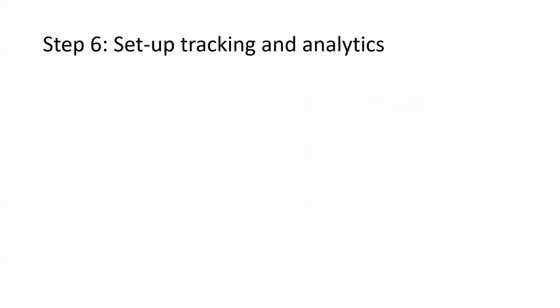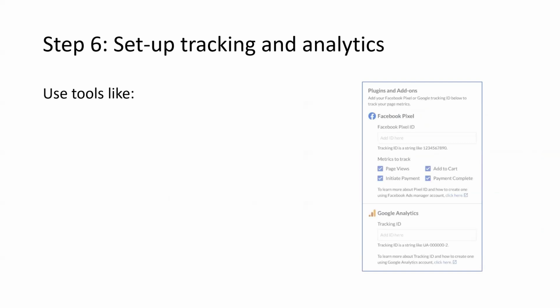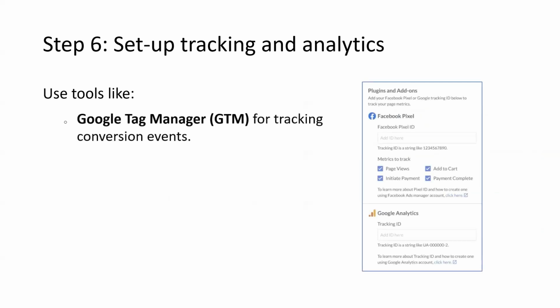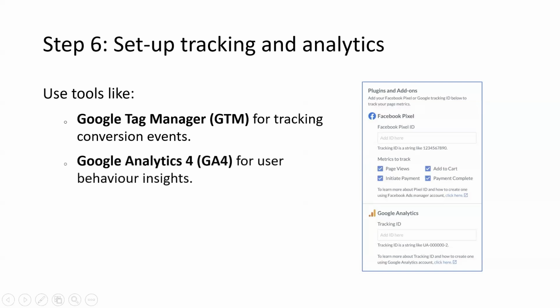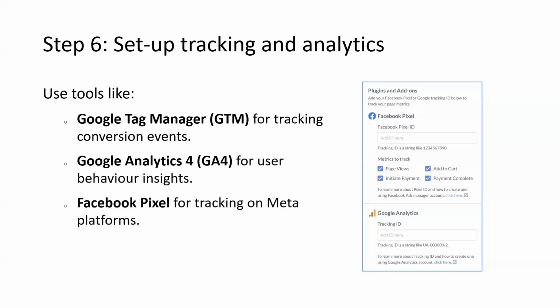Then step number six is tracking and analytics. This is the most important step. Once we have done the campaign, or the campaign is still on, we need to track and analyze the campaign using tools like Google Tag Manager for tracking conversion events, then Google Analytics for user behavior insights, and Facebook Pixel for tracking on Meta platforms. For app install campaigns, we might use AppsFlyer or Adjust or any other app.